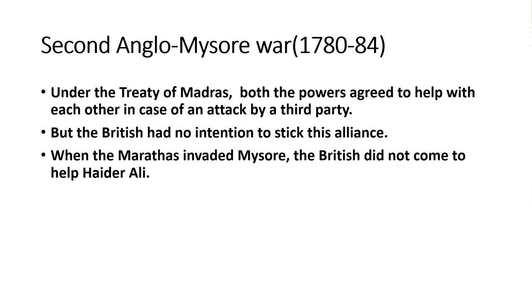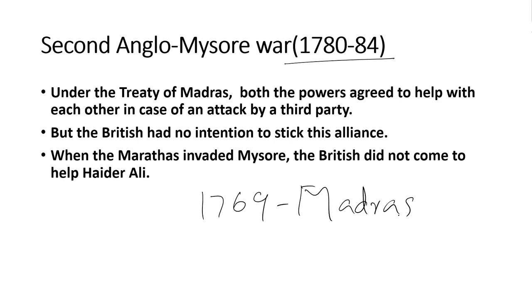It was during the period of Warren Hastings that the second round of struggle between Hyder Ali and the English took place, during 1780-1784. During the first round of struggle between Hyder Ali and the British, they signed a treaty at the end of the first Anglo-Mysore War in 1769, that is the Treaty of Madras. The first Anglo-Mysore War lasted from 1767 to 1769. In 1769, by the Treaty of Madras, it came to an end.